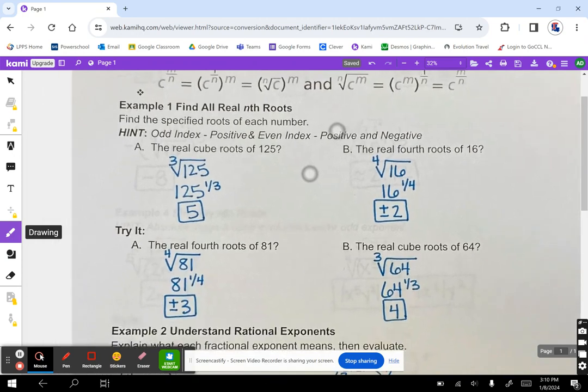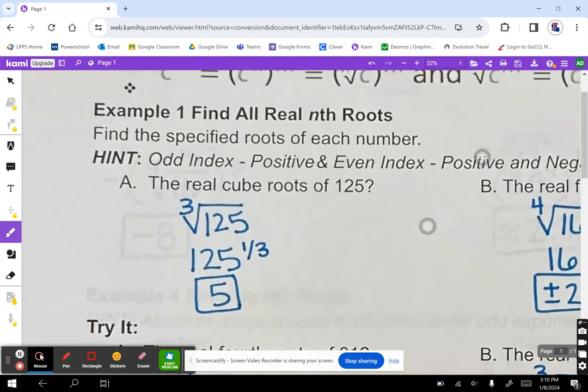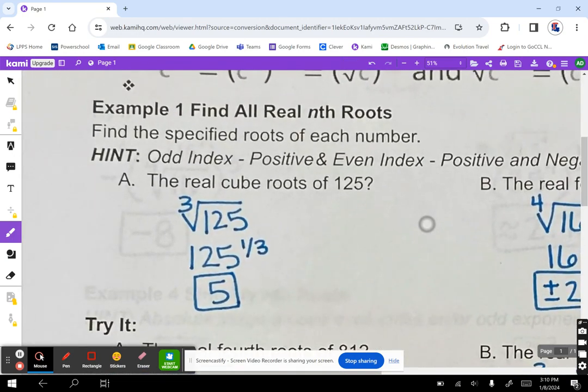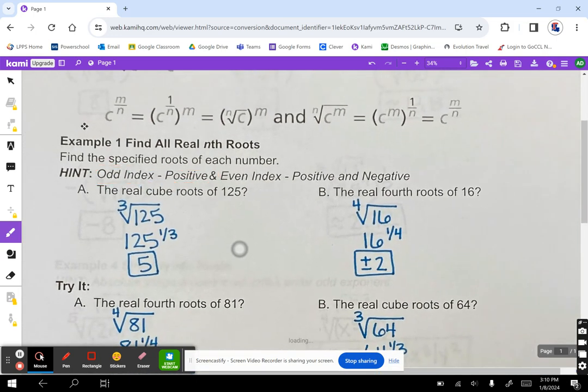All right. So example 1, find all real nth roots. Find the specified roots of each number. And the little hint there is very, very important. If you have an odd index, then your answer is positive only. Odd index, your answer is positive only. An even index means that your answer is both positive and negative.